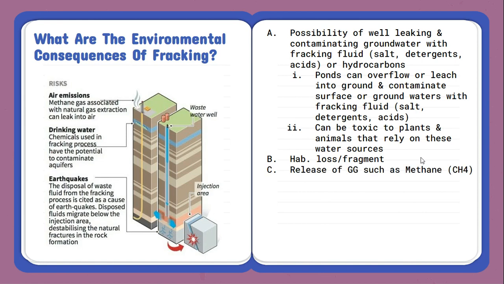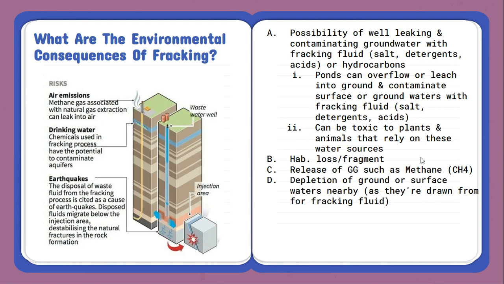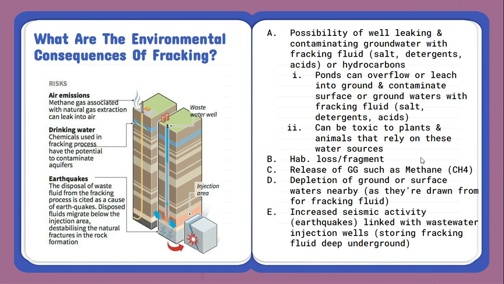And then through hydraulic fracturing, some of the methane that gets released in this process may not be 100% obtained, so it has the ability to release methane, which is a greenhouse gas. And then using the fracking fluid requires water in the first place, so it also depletes any ground or surface water that might be nearby. And then lastly, because we are drilling into the ground, creating these tiny fractures, it can increase seismic activity in the nearby area, and it can also be linked with wastewater injection wells as well.